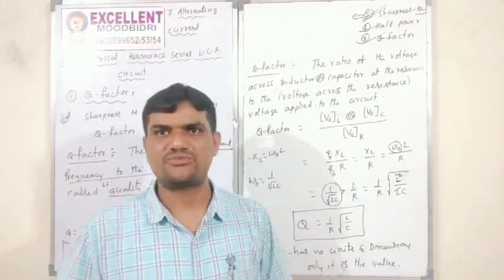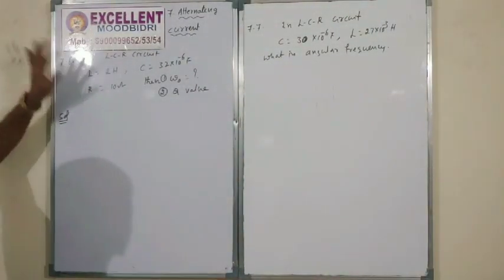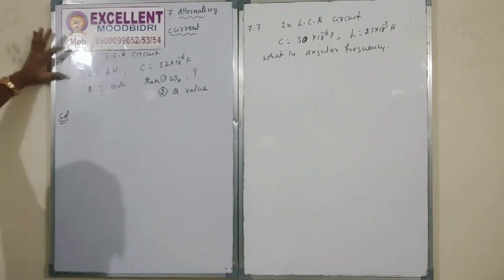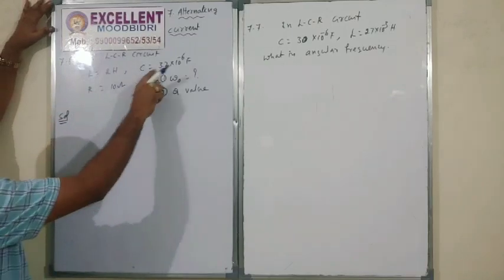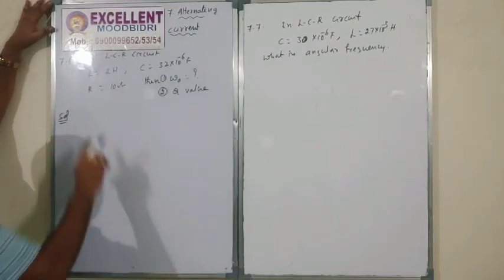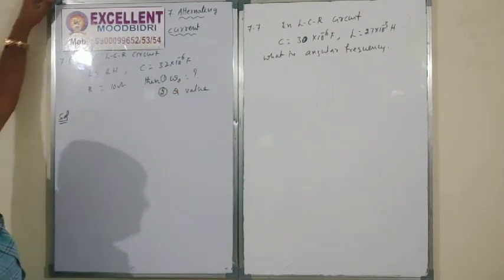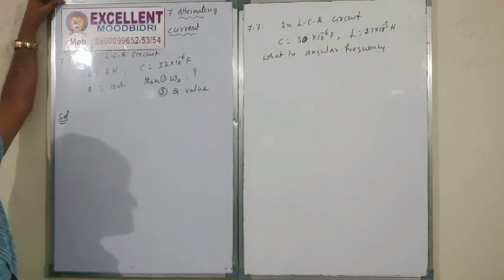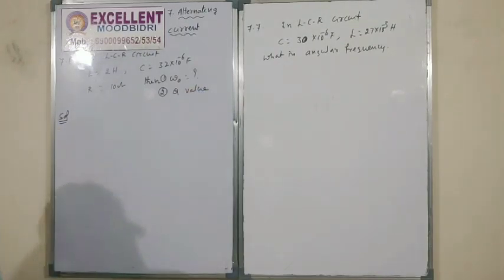Now I will give two problems. These are exercise problem 7.6, two questions from the NCERT textbook. In the LCR circuit, L is equal to 2 Henry, C is equal to 32 into 10 power minus 6 Farad, R is equal to 10 ohms. Then question number 1: omega naught is equal to what, that means angular frequency or resonant frequency, and Q value is equal to what?